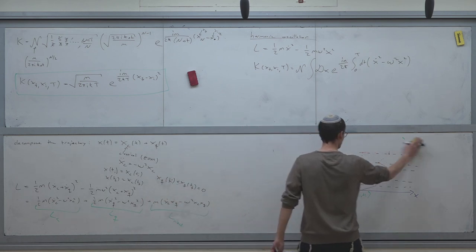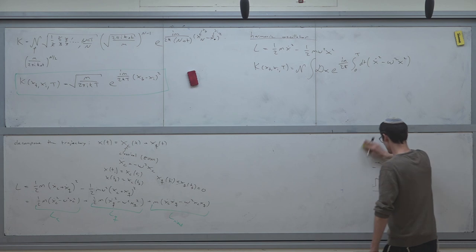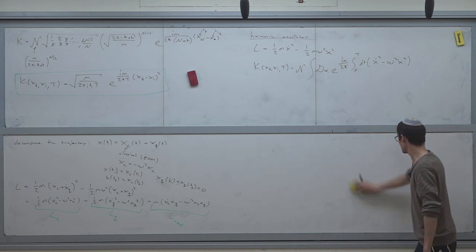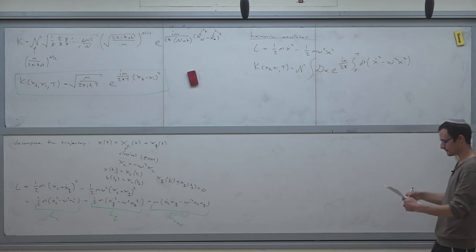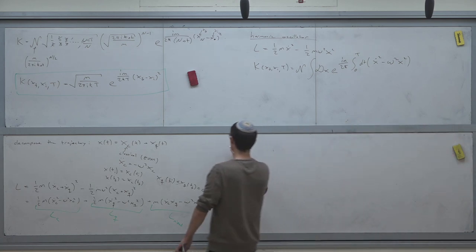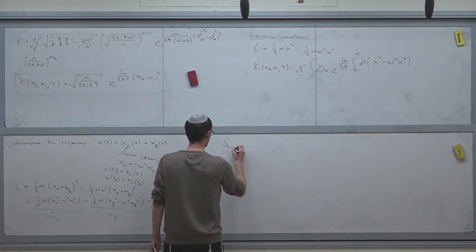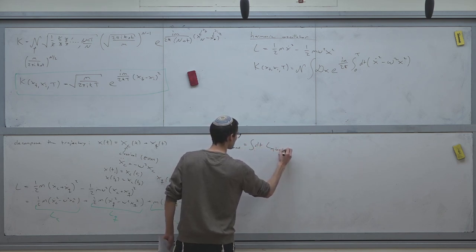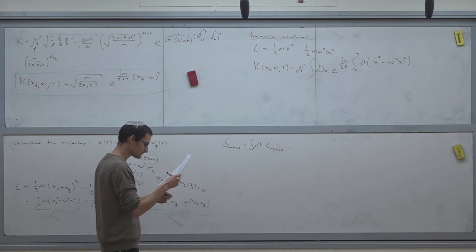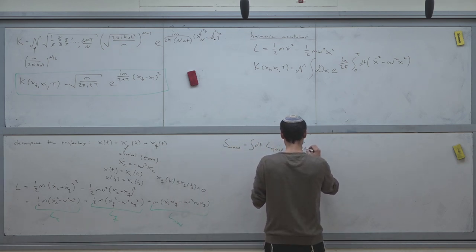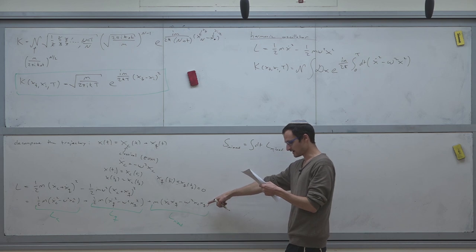I think I'll erase my trajectories. We're doing the same thing now, but now we have a harmonic potential on top of this. That's the only difference, at least in theory. So let's look at the action of the mixed part. It's the integral dt over the mixed part of the Lagrangian, so it is m times the integral dt over this stuff.